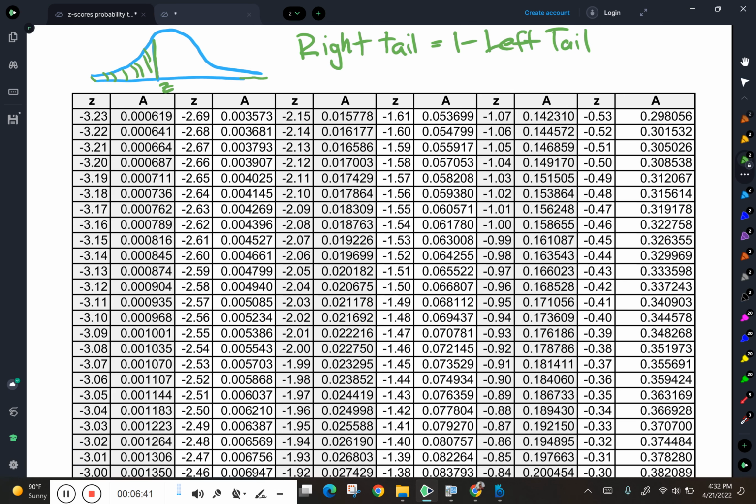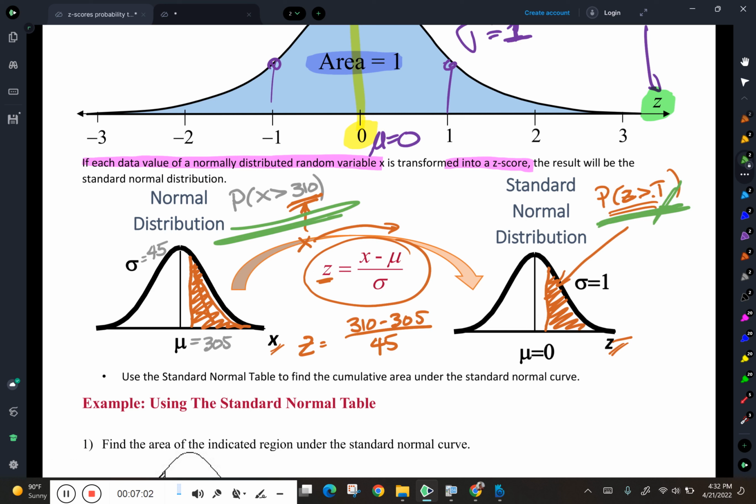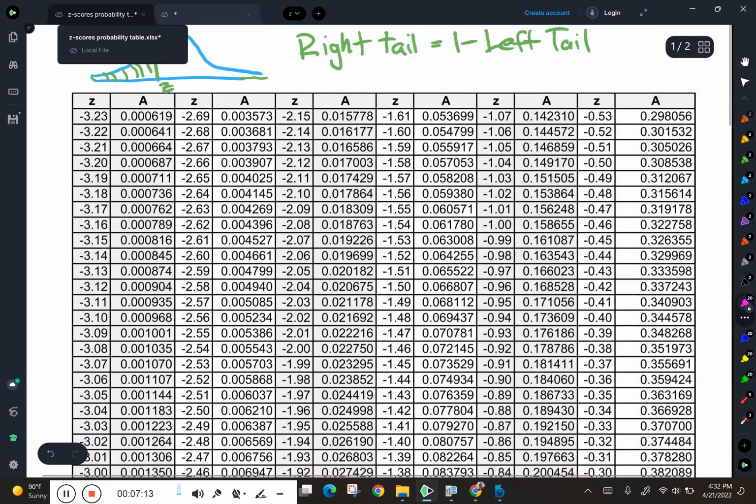All right, so my job was, and I'm going to go back over here and see, my job was to find out what was the probability that a kid scored more than 310. The way that I'm going to do that is I'm going to find the corresponding z-score and find the right tail of that. My corresponding z-score is 0.1 repeating. I want the right tail. My table is going to give me the left tail. So I'm going to go ahead and find that on my table and then use my left tail to find my right tail.